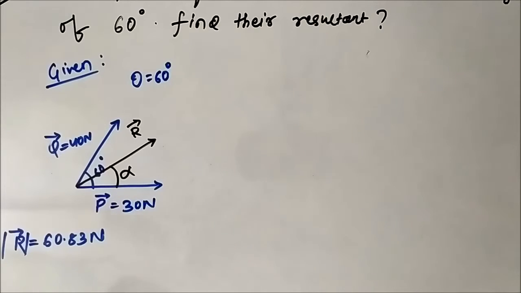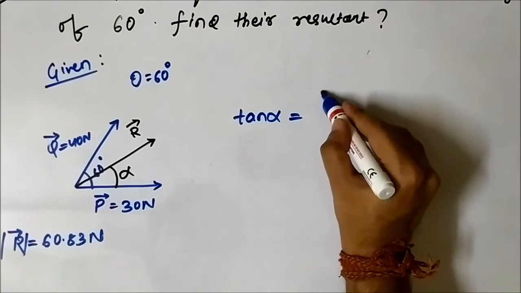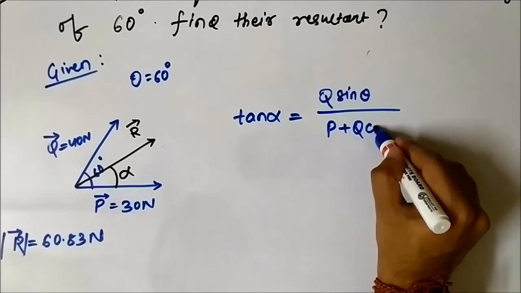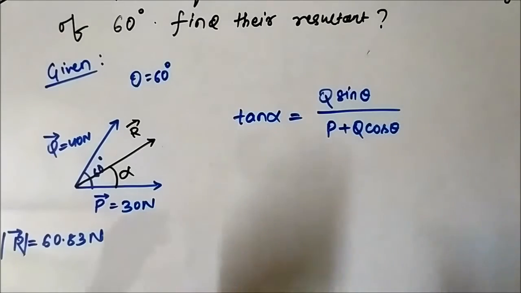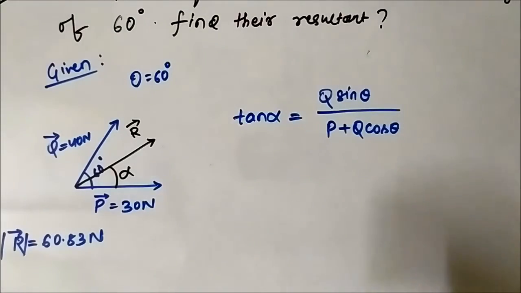There is also a formula for this, which is tan alpha is equal to q sin theta by p plus q cos theta. I have already derived the expressions for these formulas, the direction and the magnitude of the resultant vector, which I have posted in the previous videos related to vectors, the concepts of scalars and vectors. So please check out those videos so that you have a good understanding of where these formulas came from. I am not going into the detailed derivation, I am directly using the formula. Please watch those videos first and then come to this video.